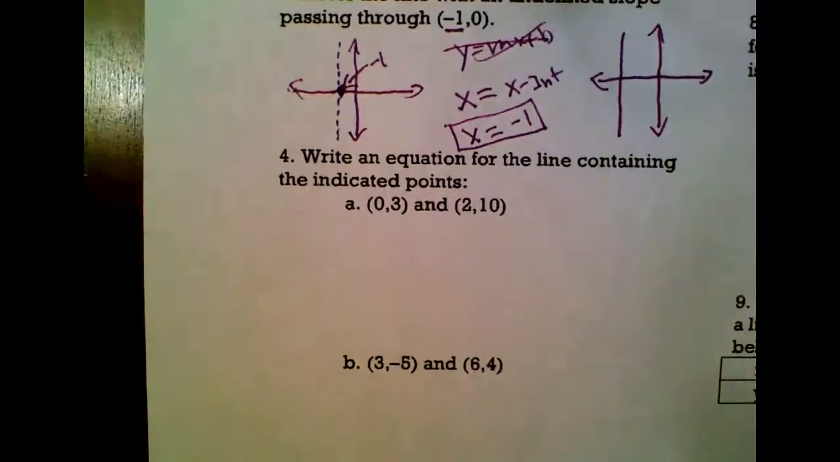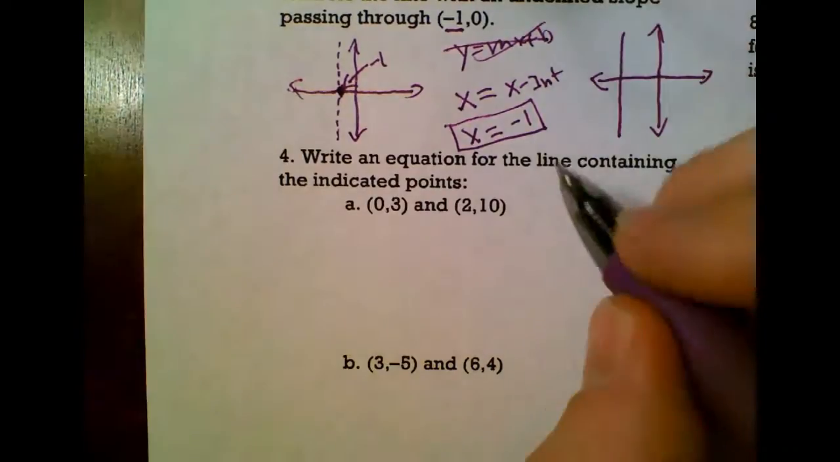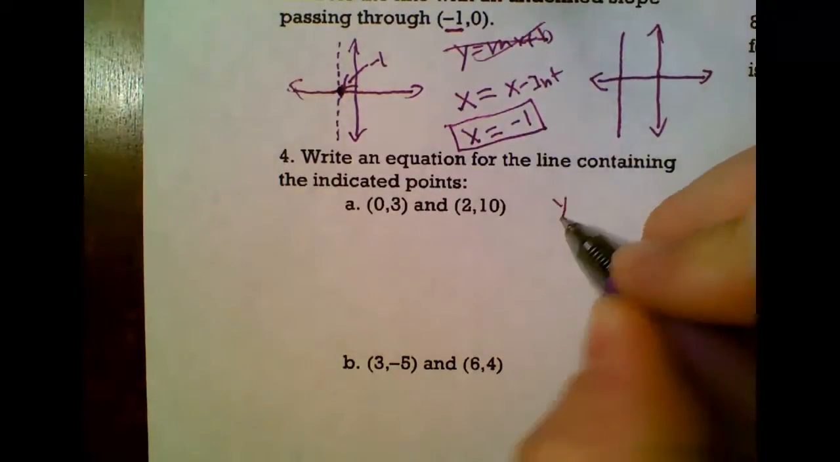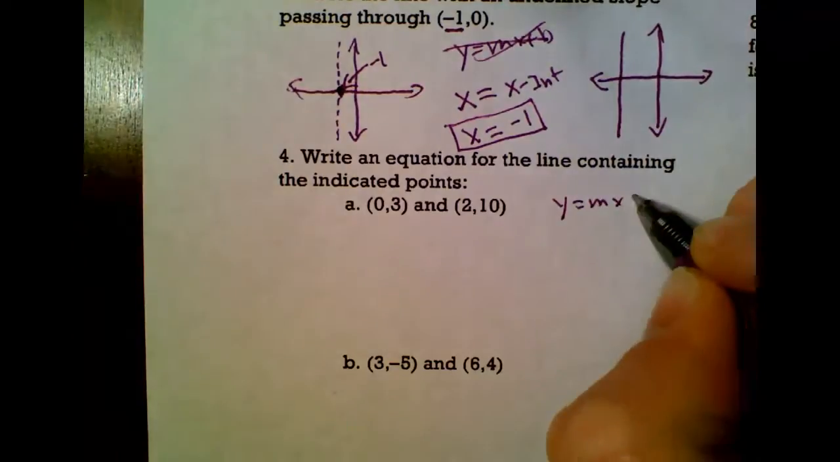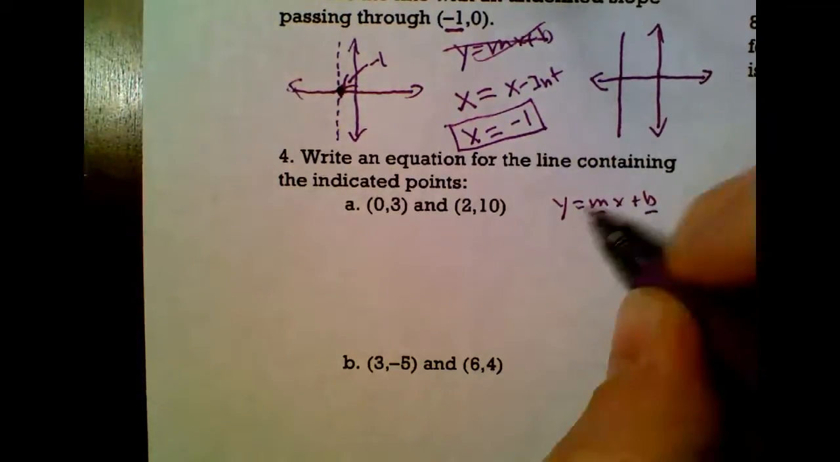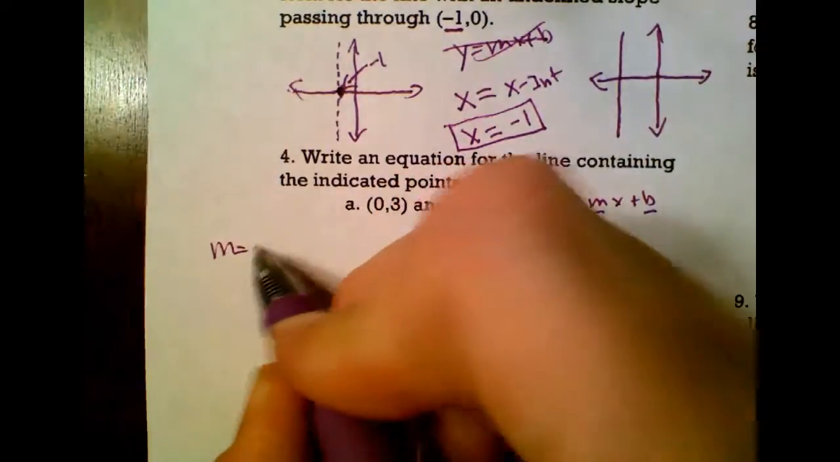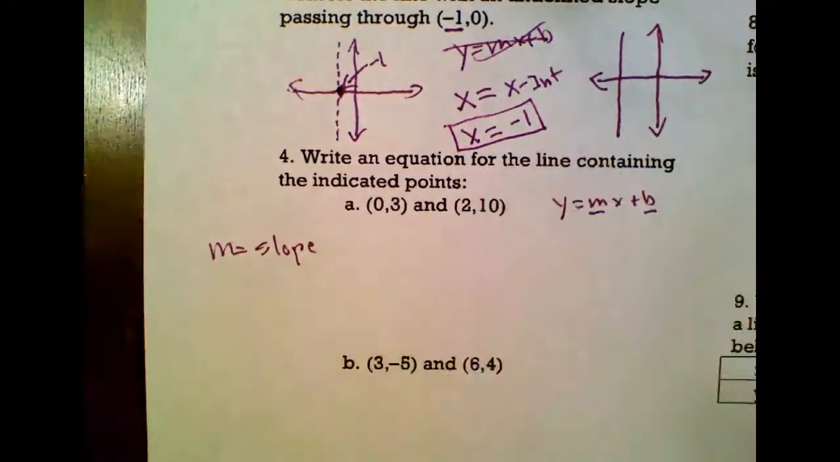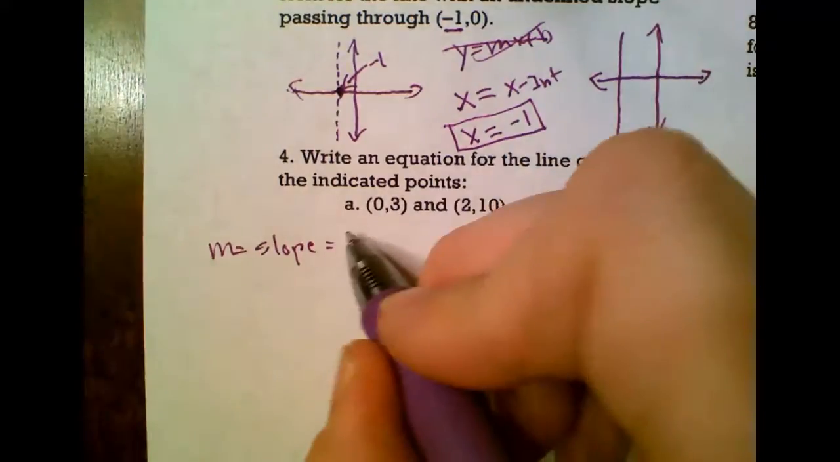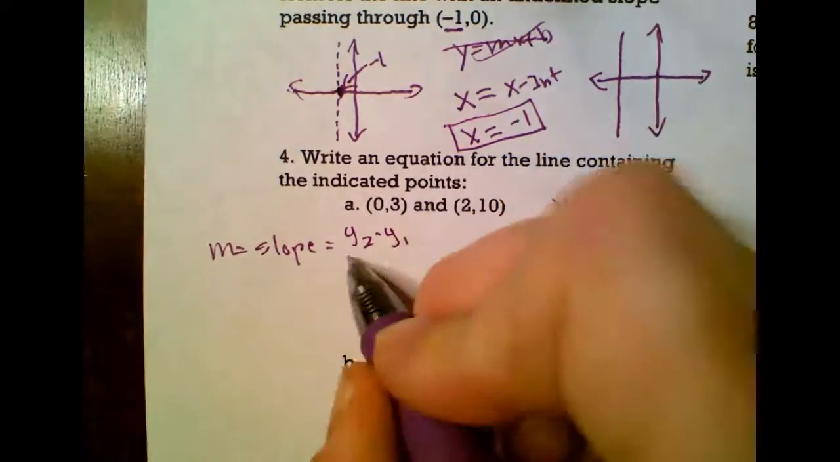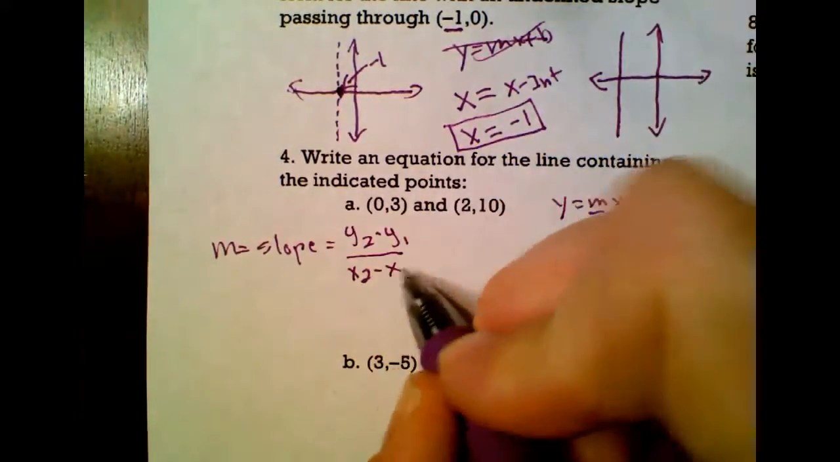Okay, moving on to number 4. Number 4 says write an equation for the line containing the indicated points. Well, in this situation, what we need to do is fill in our m and our b right here. So y equals mx plus b. We've got to find the m and the b. Well, the m, which is our slope, can be defined by the equation y2 minus y1 over x2 minus x1.